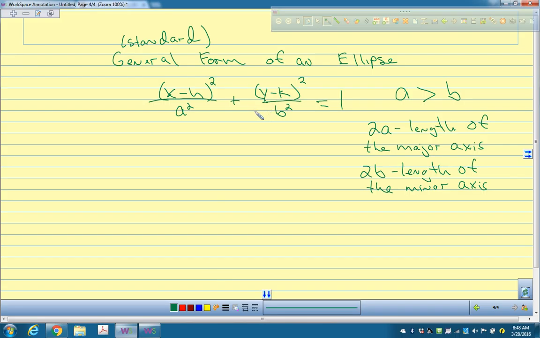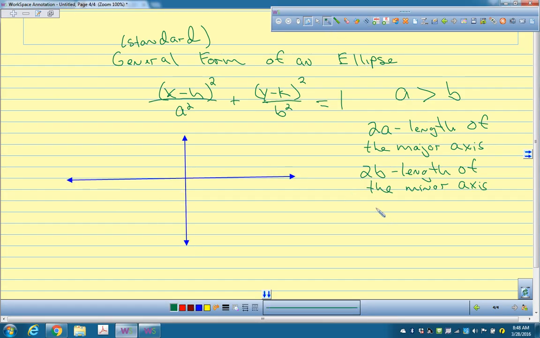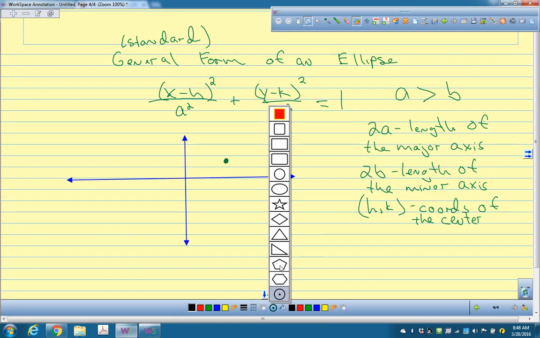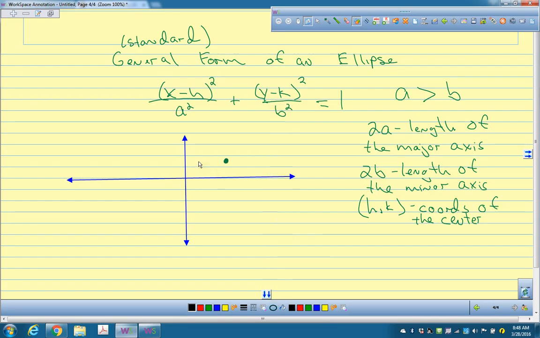Okay? So if your ellipse, and H, K is the coordinates of the center. So, for instance, here's some point, I'm just going to pick some arbitrary point, H, K. And what's cool about my Mobi board is I can draw ellipses with it. I used to be able to. There I go.